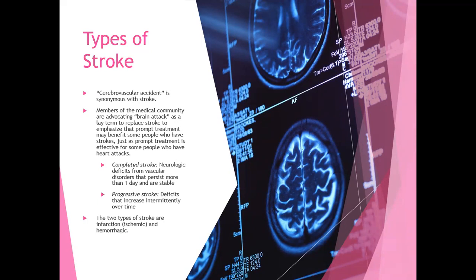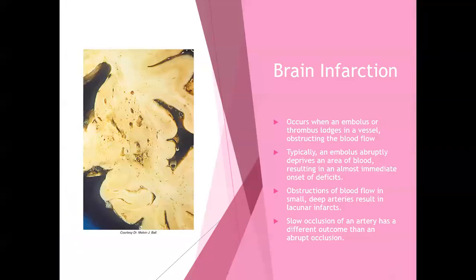A completed stroke is neurological deficits from vascular disorders that persist for more than 1 day and they're stable, they're not changing. A progressive stroke is where the deficits increase intermittently over time. So that is one of the ways that a CVA is classified, whether it's completed or whether it's progressive. The two different types of stroke are an infarction, which is an ischemic event, and a hemorrhagic stroke. Okay, so keep that in mind.